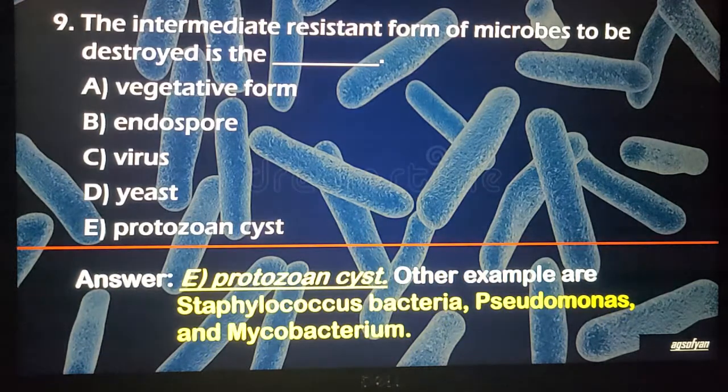Yes, the answer will be protozoan cyst. Okay, endospore is the most difficult one. Under that, there will be several forms like protozoan cyst, Staphylococcus bacteria, Pseudomonas bacteria, and Mycobacterium bacteria. So they are intermediate resistant form.